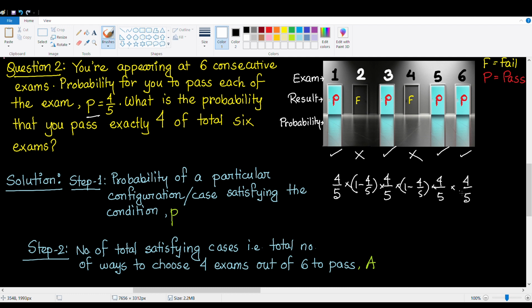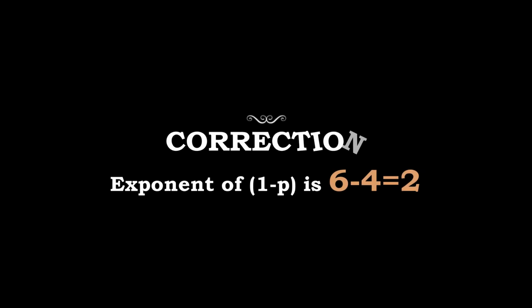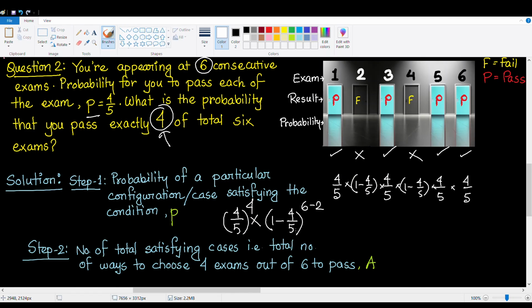So the final probability would be 4 by 5 to the power of the number of successes, which is 4 here, times 1 minus 4 by 5, which is the probability of failure, to the power of the number of failures. What is the number of failures? There were 6 exams, 4 are successful, so the number of unsuccessful exams would be 6 minus 4, which is 2. So this is the probability of a particular configuration.